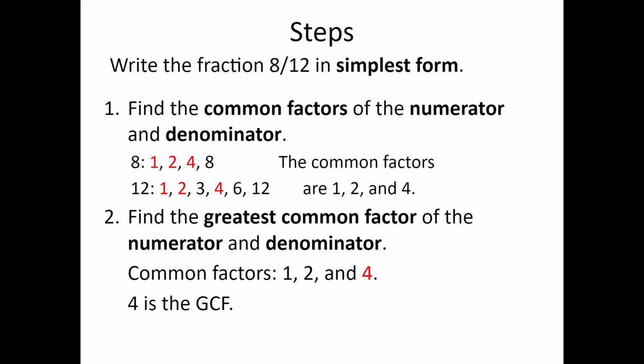Step number 2, find the greatest common factor of the numerator and denominator. The greatest common factor of the common factors 1, 2, and 4, of course, is 4. 4 is the largest number, so 4 is the greatest common factor.